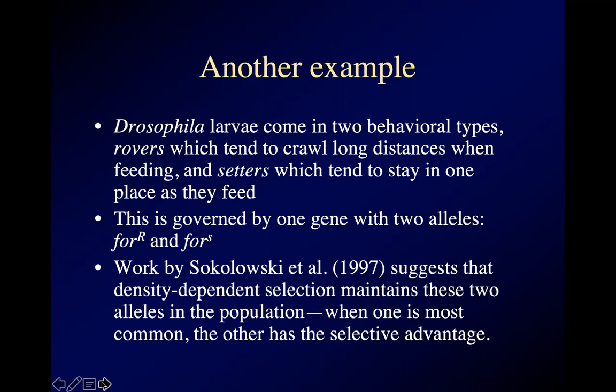So neither one of these traits is strongly favored all the time. Selection favors whichever one is most rare. And as each one becomes more common, it loses its advantage and the other one becomes favored. And so density-dependent selection maintains both alleles in the population. Neither one is ever driven to zero. So that's density-dependent selection for you.